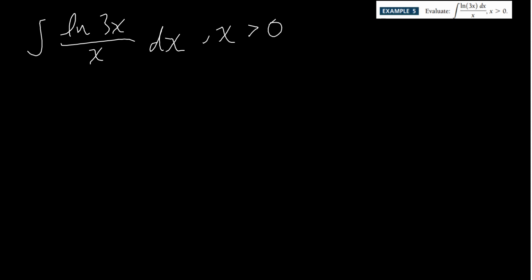Well, the natural log of 3x, that is an actual number. I can't just say let's let u equal 3x, because the natural log of 3x is going to be some number. So instead, looking at this, we're doing kind of the reverse of the chain rule.